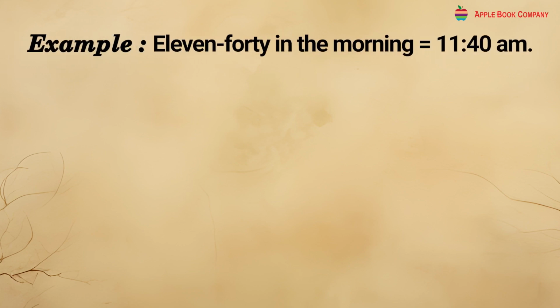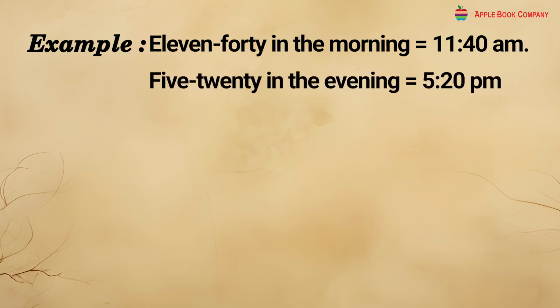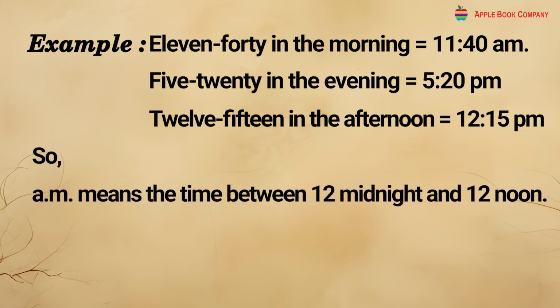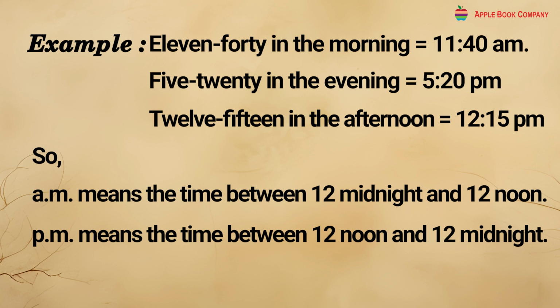Examples: 11:40 in the morning is equal to 11:40 AM. 5:20 in the evening is equal to 5:20 PM. 12:15 in the afternoon is equal to 12:15 PM. So, AM means the time between 12 midnight and 12 noon. PM means the time between 12 noon and 12 midnight.